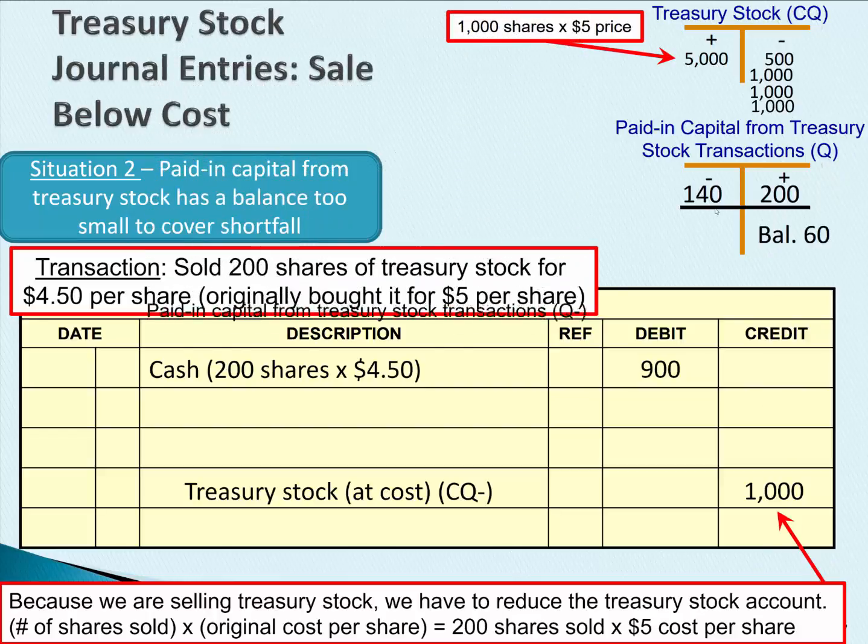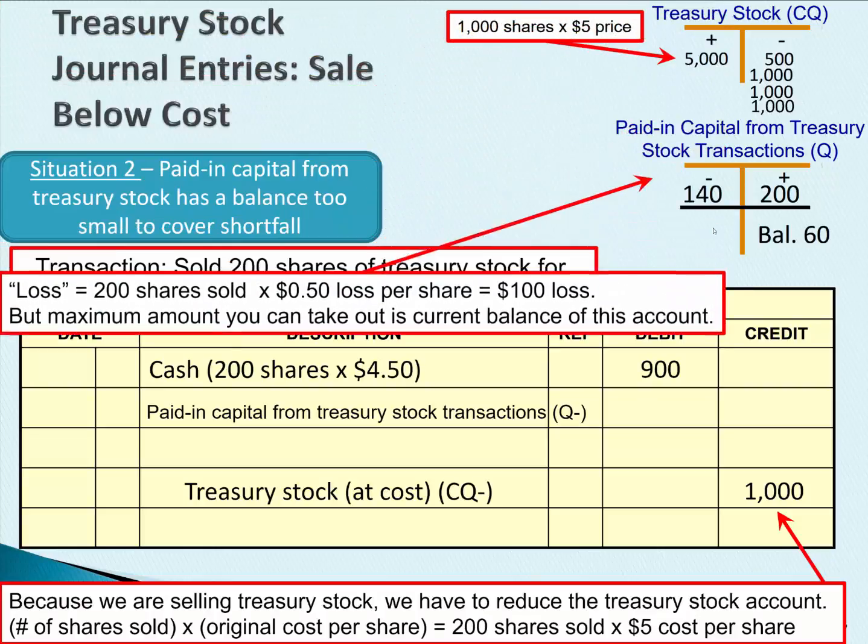And then the balancing amount has to come out of paid-in capital from Treasury stock transactions. But here's the problem. The balancing amount is going to be 1,000 minus 900, so $100. But this account only has a balance of 60. We cannot make this go below zero, so the most we can lower this account on this side is 60 to give it a balance of 0.